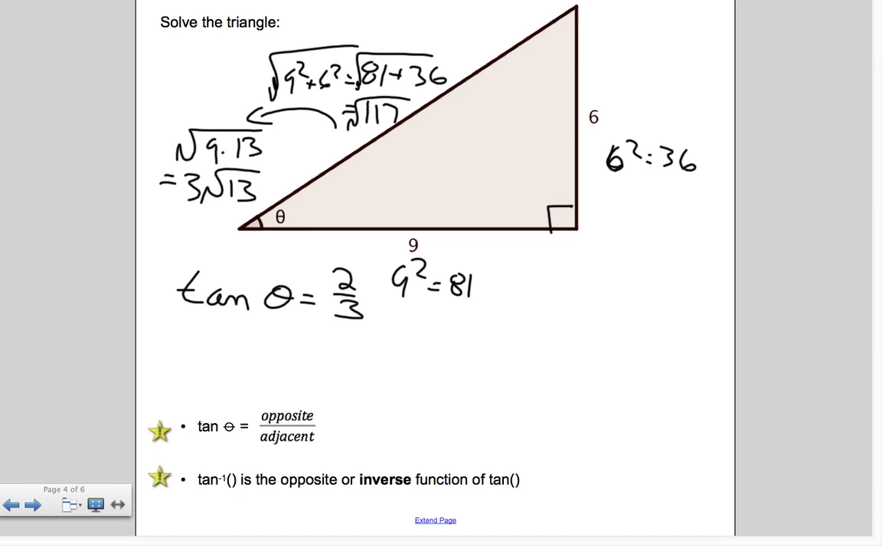Okay? So in order to isolate theta here, we have to do the opposite of tan, which is what we call the inverse of tan. And it's written like tan to the power of -1. So we need to take the inverse tan.